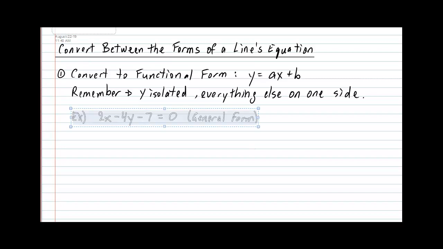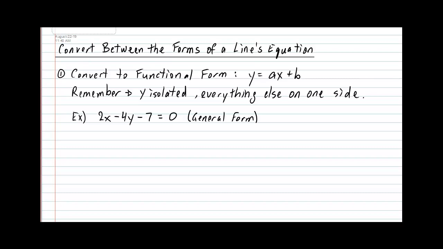Let's try the following example. Take a moment to copy this down. First, we'll begin by leaving the y variable on one side of the equal sign, and we'll move everything else to the other side of the equal sign. In this case, we're going to have to move over the 2x and the negative 7.